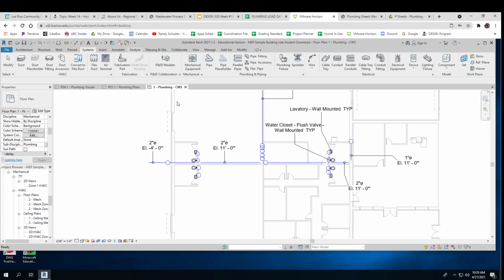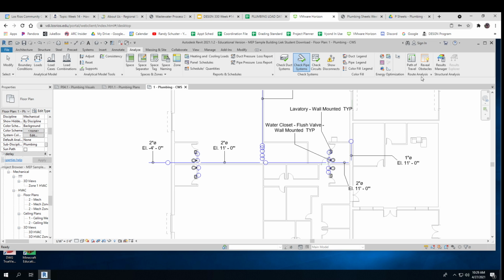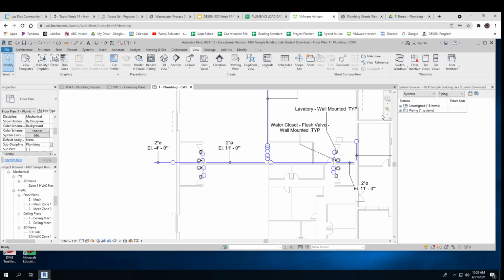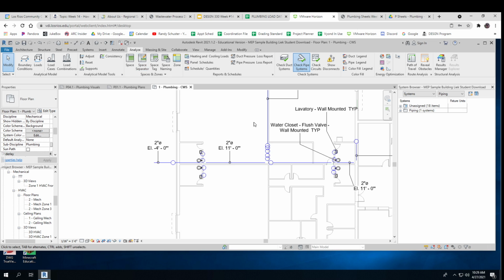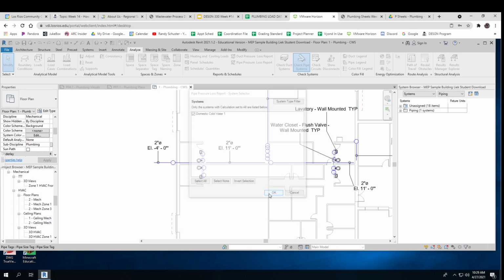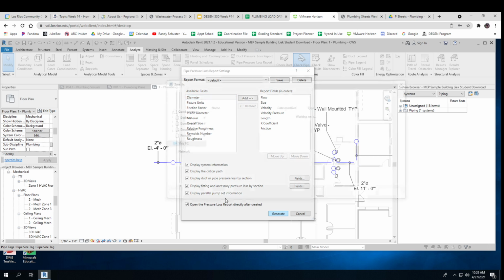So I'm going to go to Analyze, and I'm going to turn on my system viewer. Sorry, I need my system viewer to be on. I'm going to look at my system browser, piping, and I'm going to go to Analyze, and do a pipe pressure loss report. Click. And I'll say, which one do you want to do? Well, I've only got one. I've got one cold water system. So I'll run it. And there it goes.